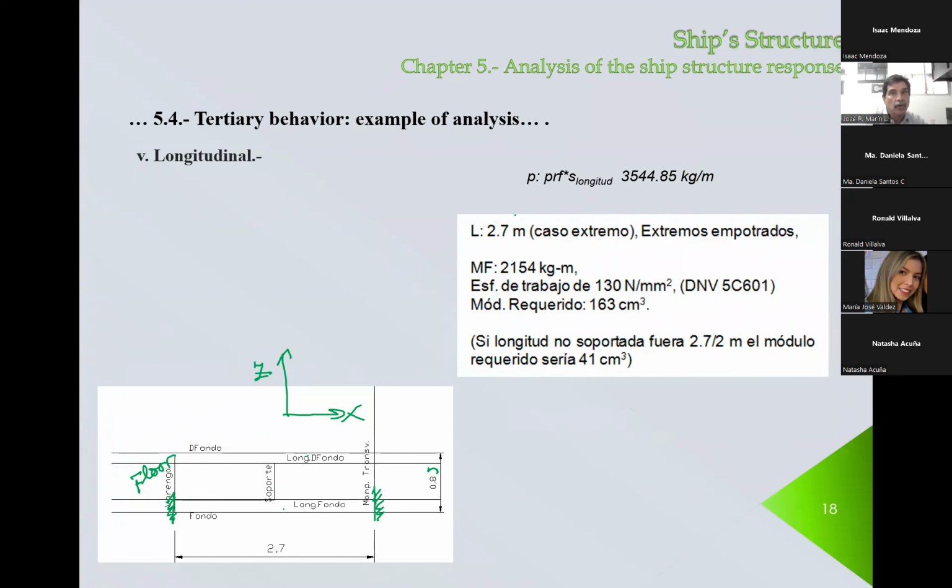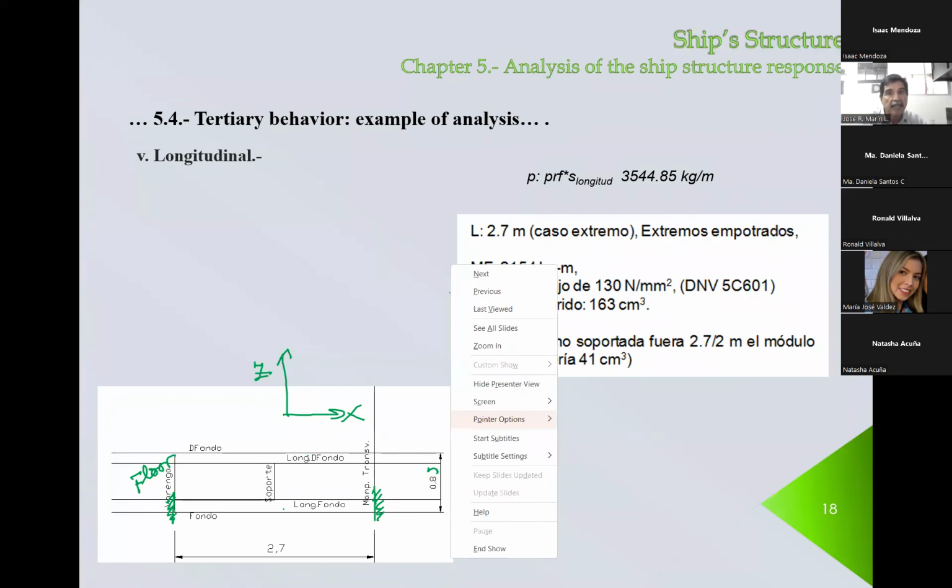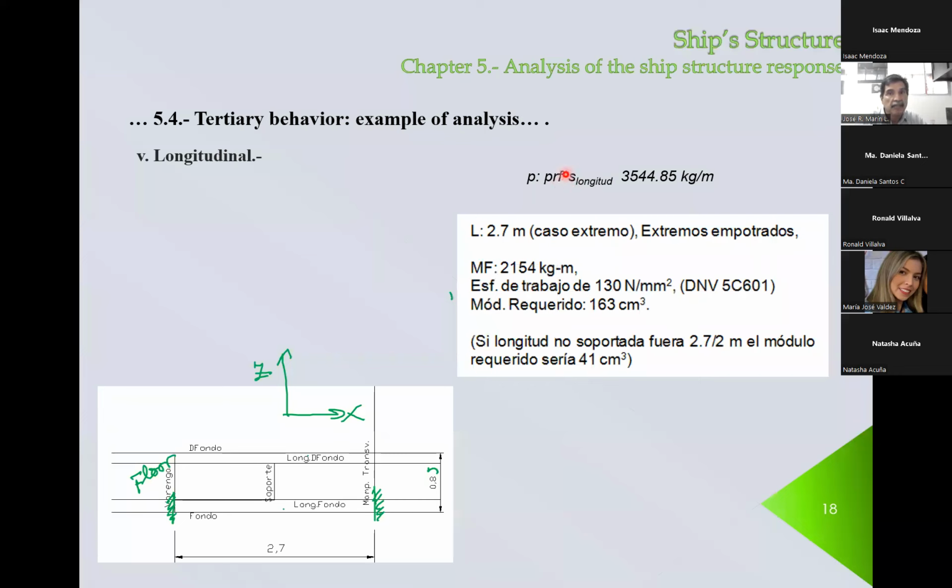Okay, so since we are considering this as a beam, we need to calculate the force per unit length. So that's the pressure times the spacing, 2.7, the distance from here to here. This is the working stress. So this is the required section modulus, 163 for this guy here.